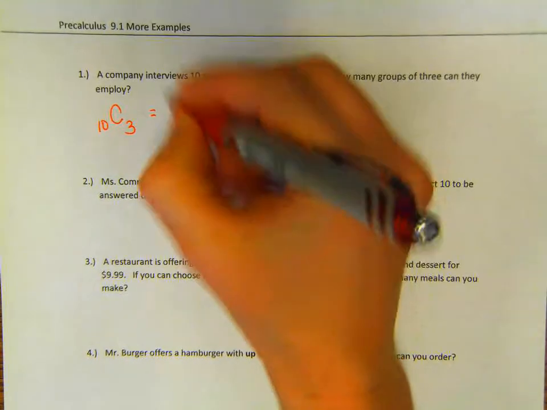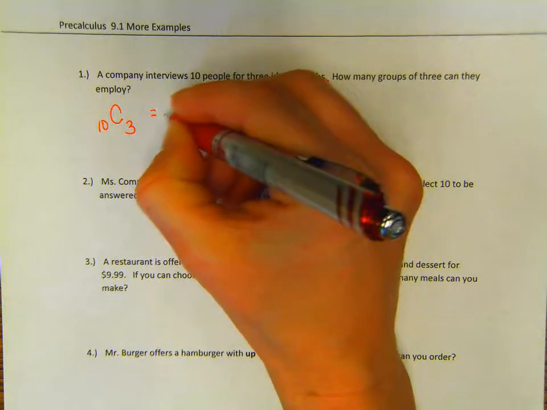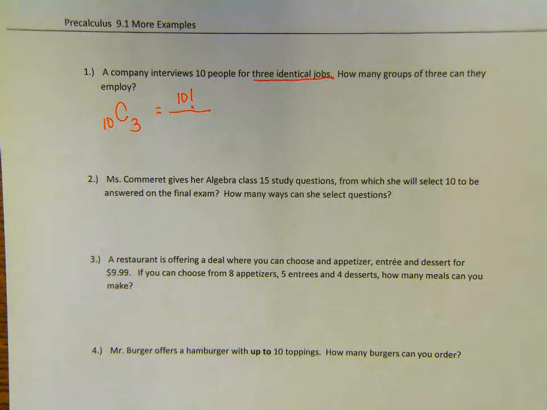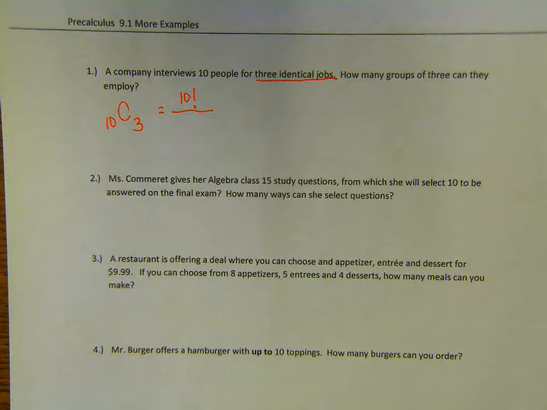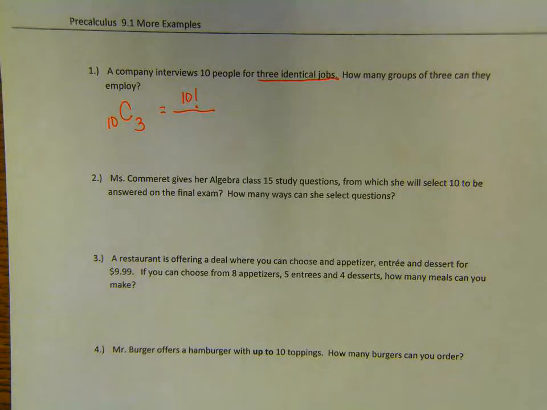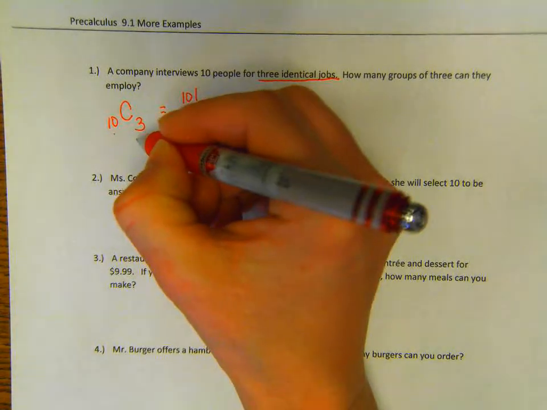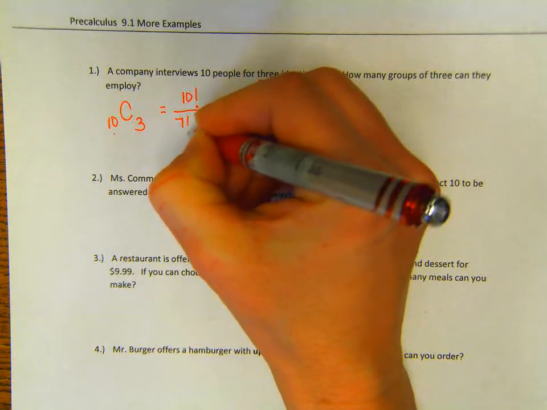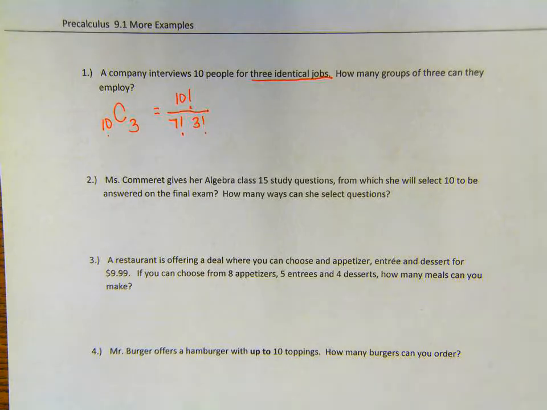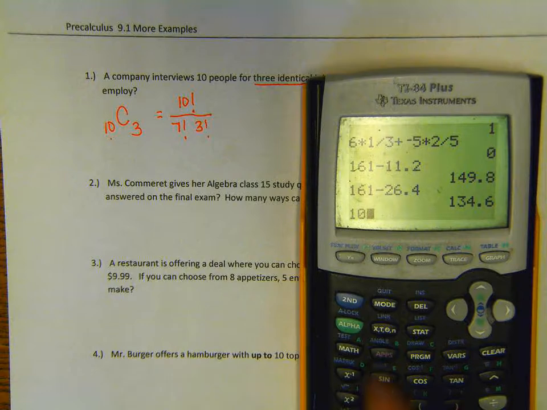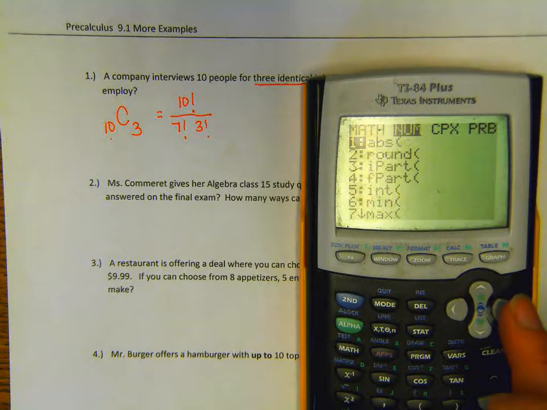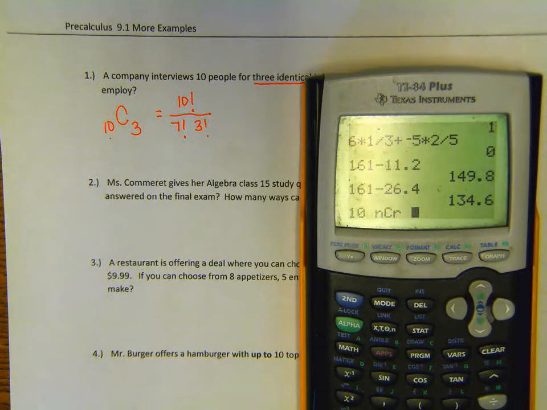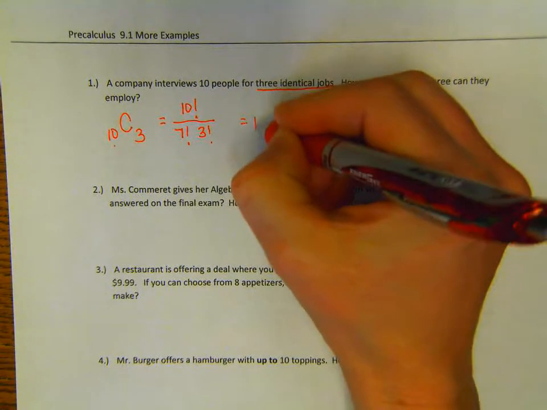So just to show the setup for a combination, what your calculator is doing with the nCr is it's doing 10 factorial, and then 10 minus 3 factorial, and then 3 factorial. And you get 120 groups.